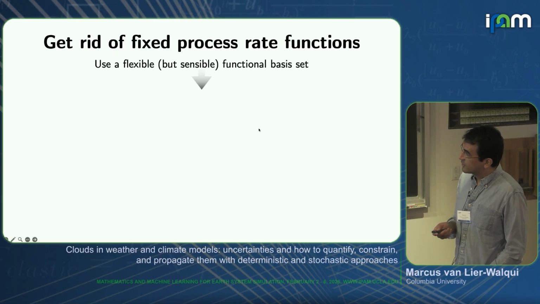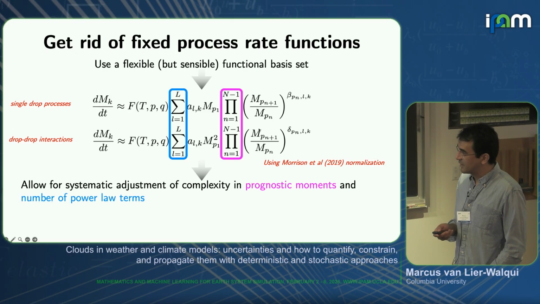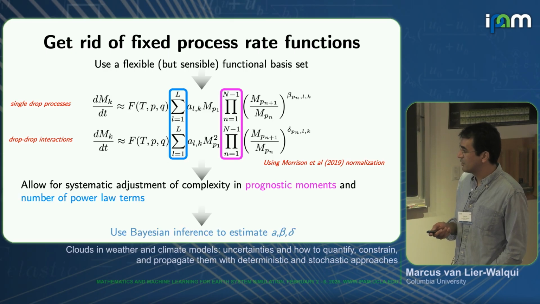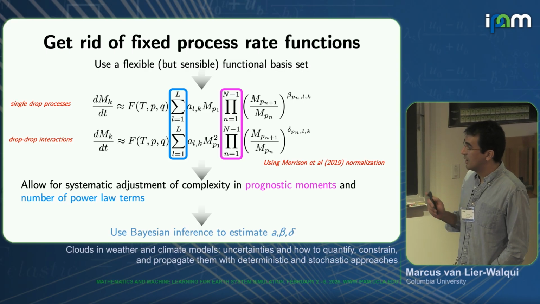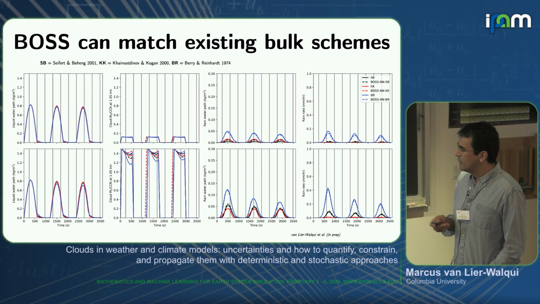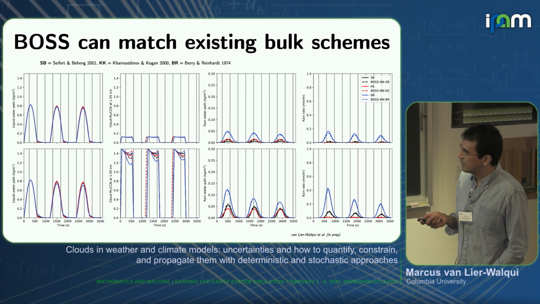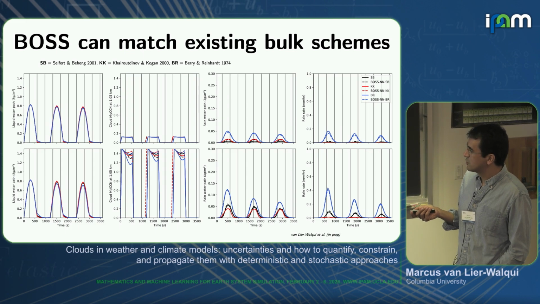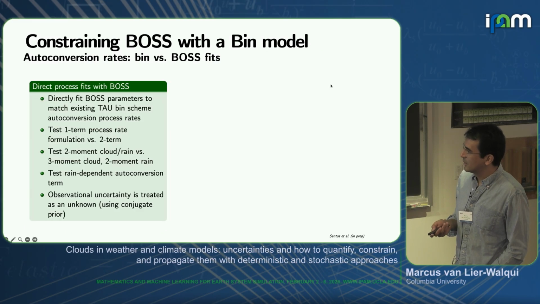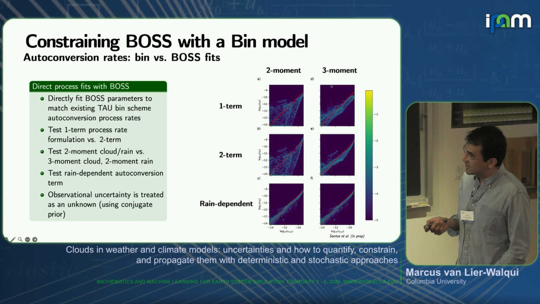Okay, we get rid of fixed process rate functions. We use some functional base set. Okay, I said I was going to skip through the math, so I'm going to do that. And then we use Bayesian inference to estimate our parameters. Yeah, it's equations. We can match traditional schemes. So here I'm just matching to 3 different traditional schemes, which is fine. That's not terribly interesting. We can also match to bin schemes.